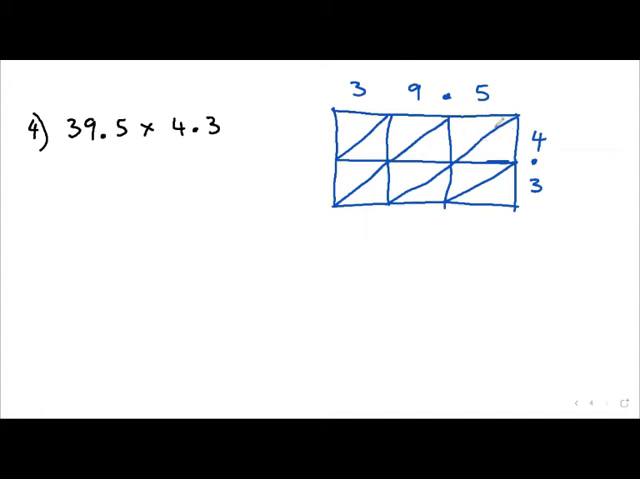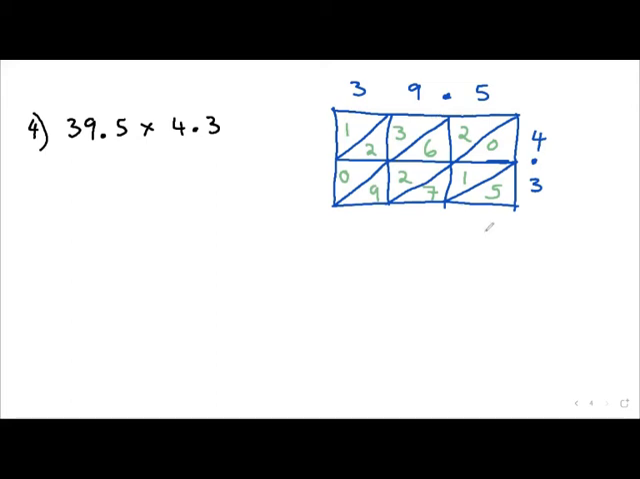And now we multiply. Ignore the point. Just imagine the point is not there. So 5 times 4, that is 20. 9 times 4, that is 36. 3 times 4, that is 12. 5 times 3, that is 15. 9 times 3, that is 27. And 3 times 3, that is 09. Multiplication process finished.